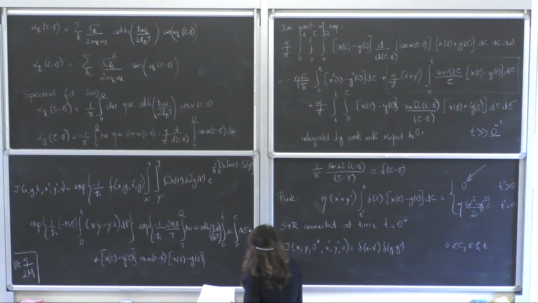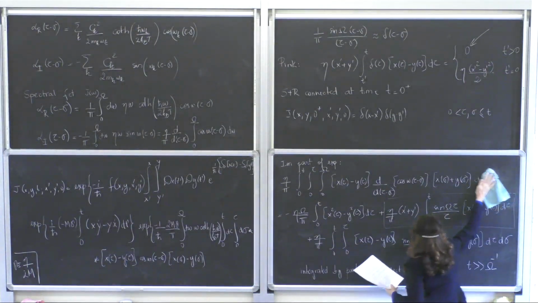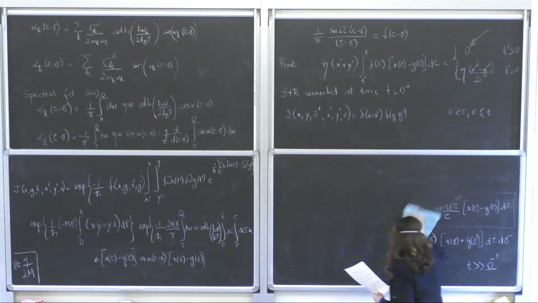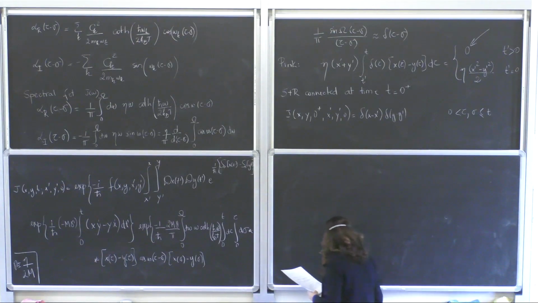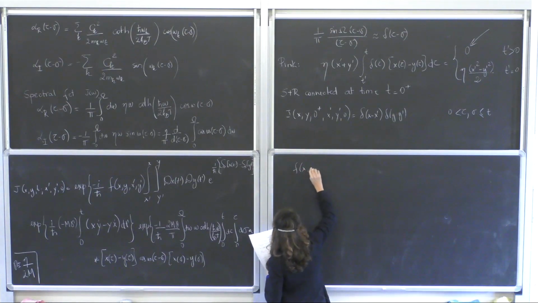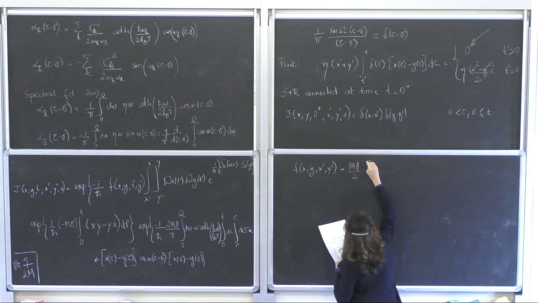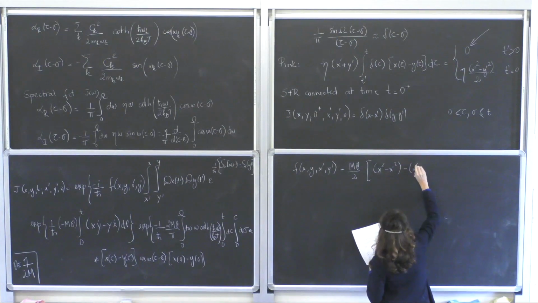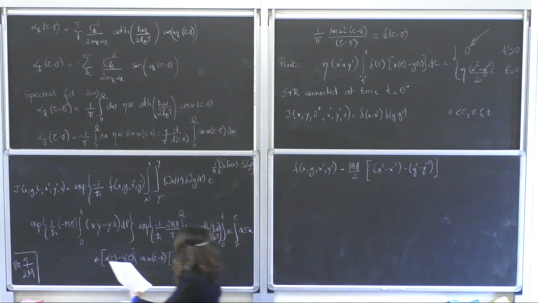This is this relaxation constant, and that function f can be written as m gamma over 2 times x squared minus x prime squared minus y squared minus y prime squared. Okay? Okay, that's our main result.